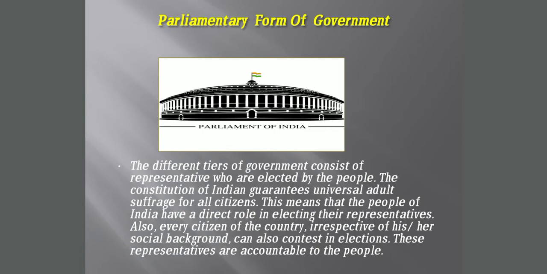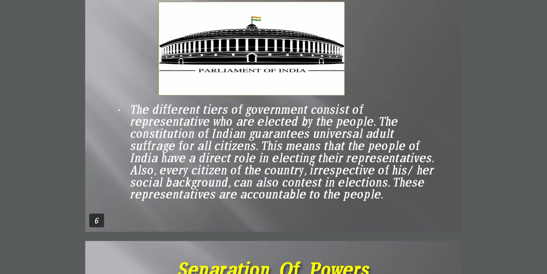So this is actually safeguarding, actually giving us a right, that is universal adult franchise, means the right to vote. So that has been given. So we elect our representatives and they make the government in parliament.